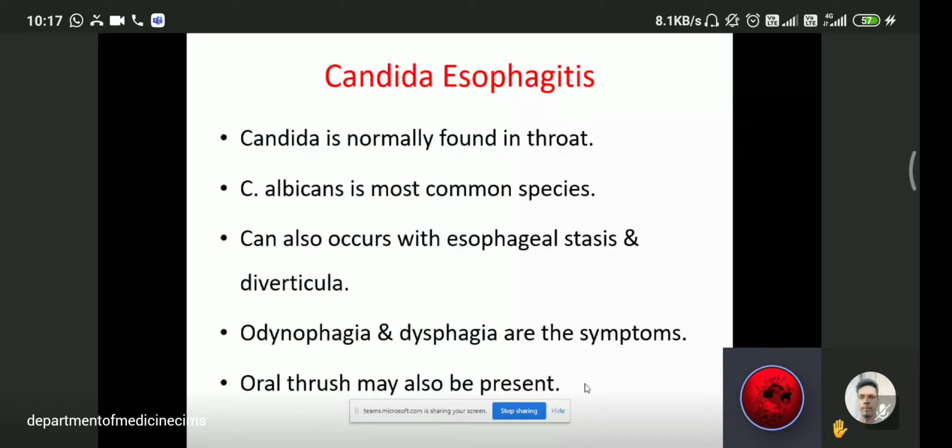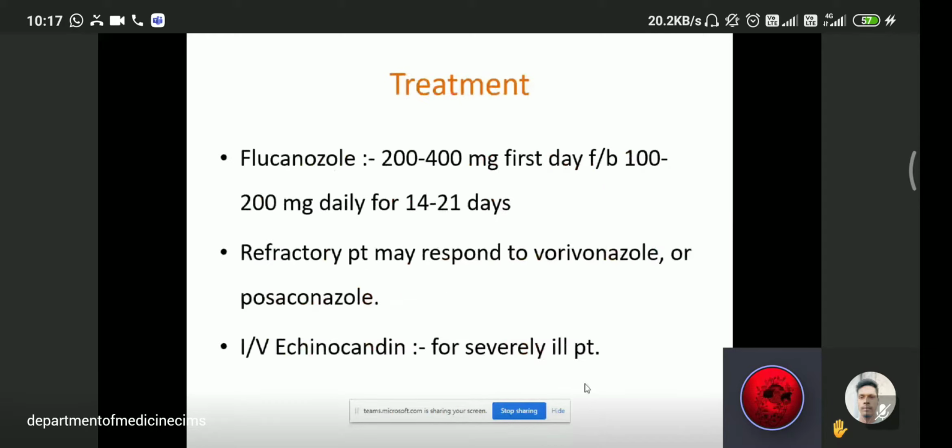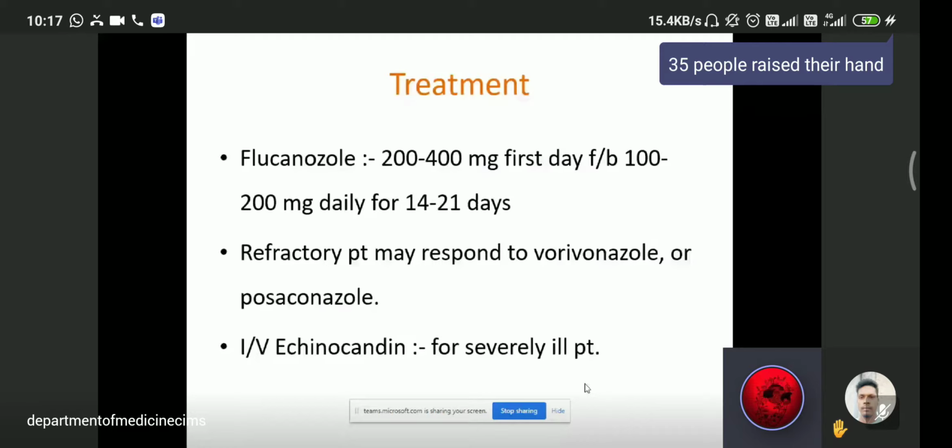On upper GI endoscopy, a characteristic appearance of white plaques with friability is seen. Complications include bleeding, perforation, stricture, or systemic invasion. Treatment with antifungal includes fluconazole, that is 200 to 400 milligram on the first day, followed by 100 to 200 milligram daily for 14 to 21 days. In a patient with esophageal candidiasis, once-weekly therapy does not work. It is a daily therapy of 100 to 200 milligram for 14 to 21 days, with a loading dose of 200 to 400 milligram on the first day.